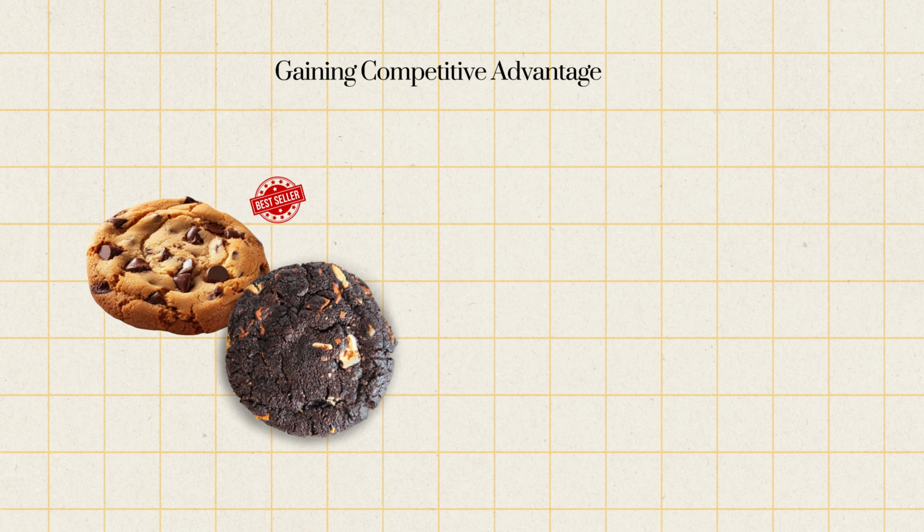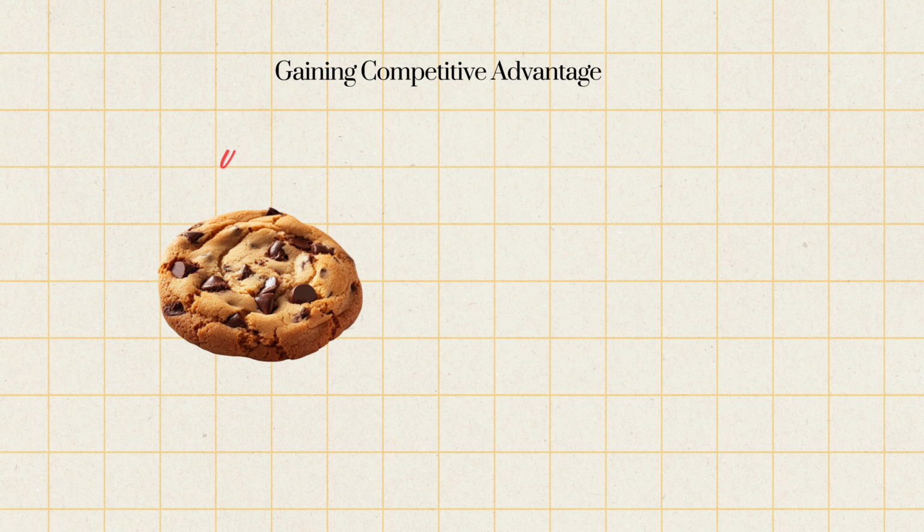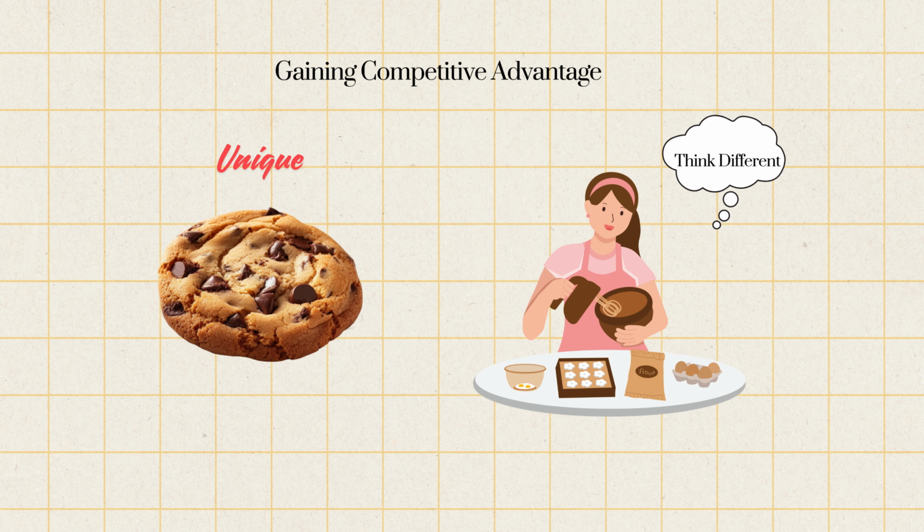Now that she has streamlined her processes, the next step is to build a competitive advantage. This helps her stand out in the market and attract more customers. To become the best seller compared to competitors, she focused on key areas. To be the best, her cookies had to be unique. This required thinking differently, which is called unique product differentiation.